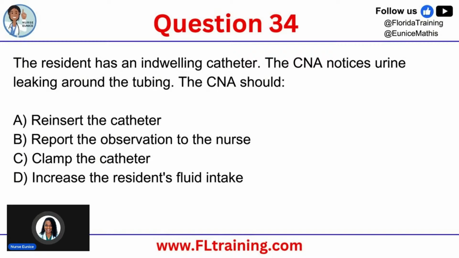All right. So the resident has an indwelling catheter. The CNA notices urine leaking around the tubing. So your patient who has a catheter is wet. What do you do? Is it A, reinsert the catheter, B, report the observation to the nurse, C, clamp the catheter, or D, increase the resident's fluid intake?